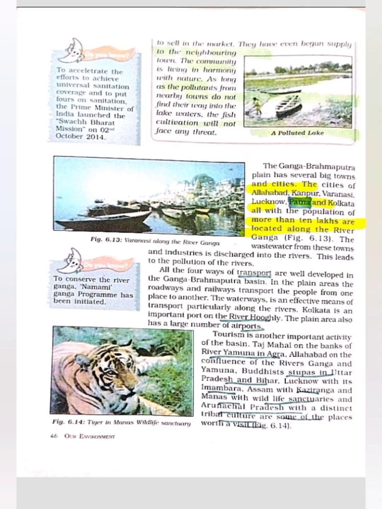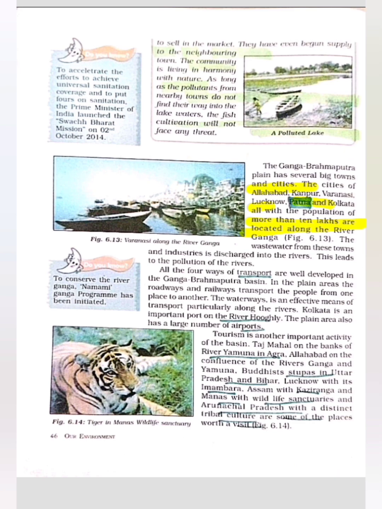The population here is more because of the river basin and the plain area, with easy availability of water. But nowadays, due to some problems and development, these are destroyed and the river gets polluted, which becomes a problem for us. All the ways of transport are well developed in the Ganga Brahmaputra basin. In the plain areas, the waterway is an effective means of transport from one place to another, particularly along the rivers. Kolkata is an important port on the river Hooghly. The plain area also has a large number of airports, so we can say airways, waterways, roadways, as well as railways are found here.